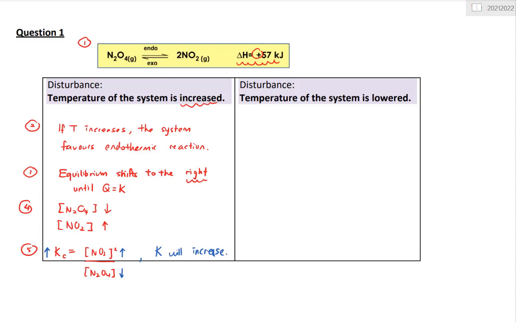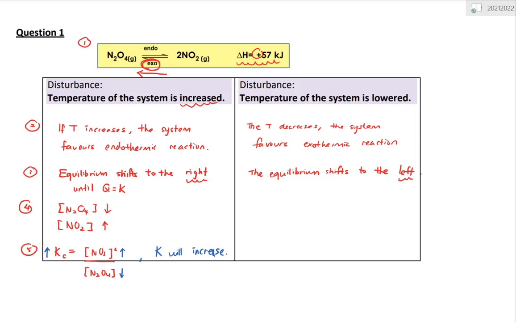Next, using the same equation, if the disturbance is now to lower the temperature. So if the temperature decreases, the system favors exothermic reaction. So based on the balanced equation, the exothermic reaction proceeds to the left-hand side. So we will follow this arrow for the exothermic reaction. That means the equilibrium will shift to the left, in order to re-achieve equilibrium until Q equals K.